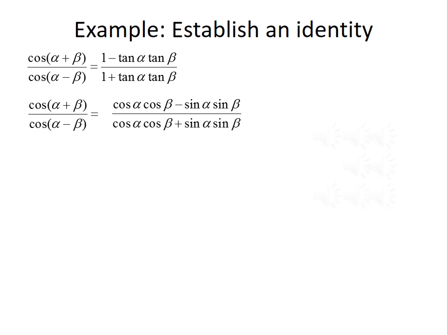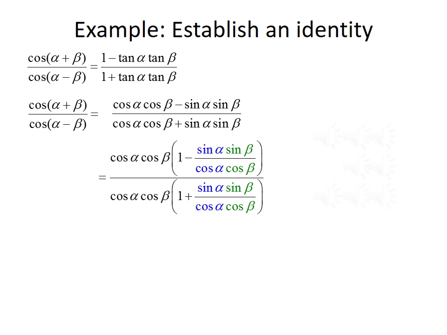Now, our goal is to get the right-hand side of the equation up at the top. And notice that the first term in both the numerator and denominator of that is equal to 1. So if I wanted to make the first term here a 1, I would divide by the cosine of alpha cosine of beta. So let's do that. Let's factor out a cosine alpha cosine beta from both our numerator and denominator. If I factor out a cosine alpha cosine beta from both the numerator and denominator, I'll get the cosine alpha cosine beta times 1 minus the sine alpha sine beta over cosine alpha cosine beta, divided by the cosine alpha cosine beta times 1 plus the sine alpha sine beta over cosine alpha cosine beta.